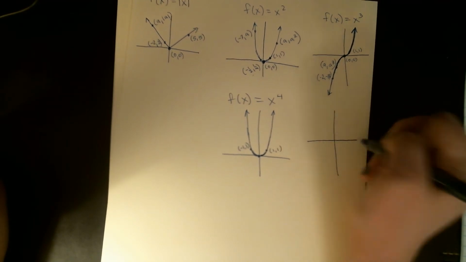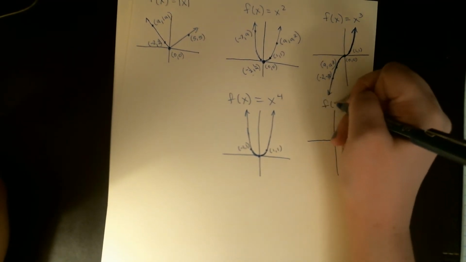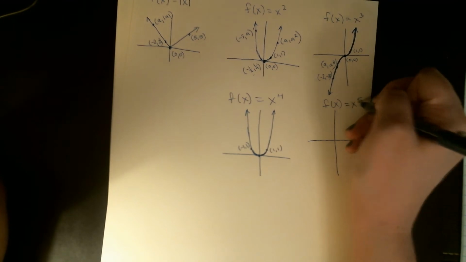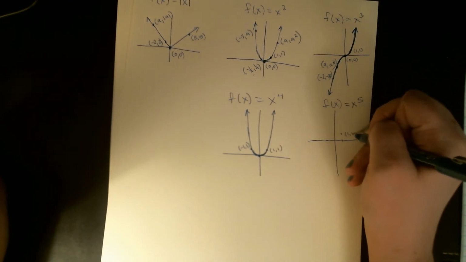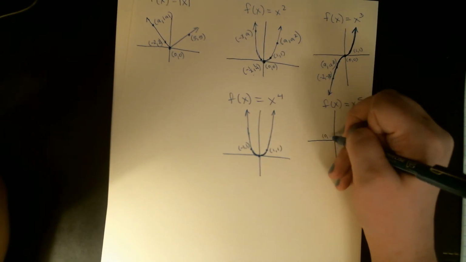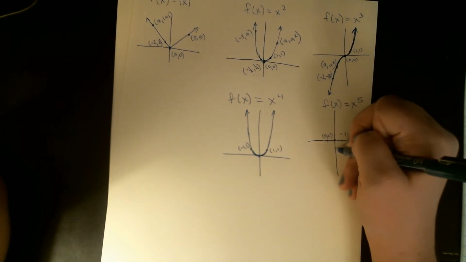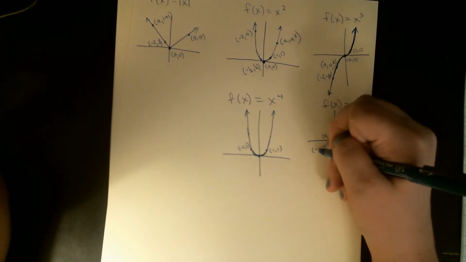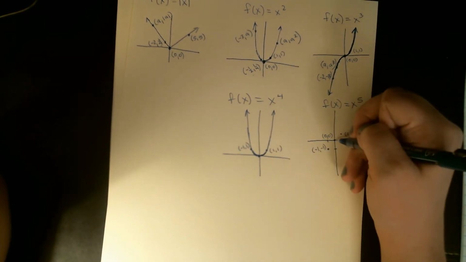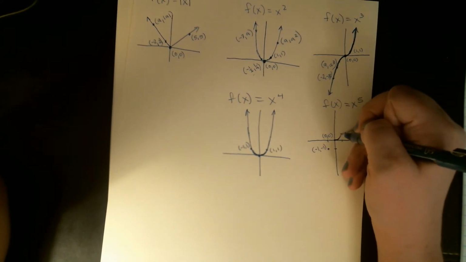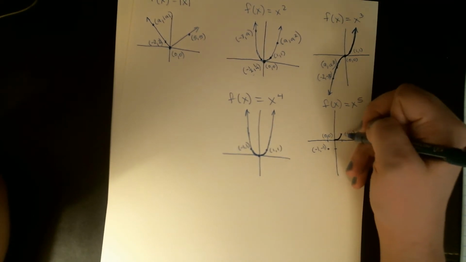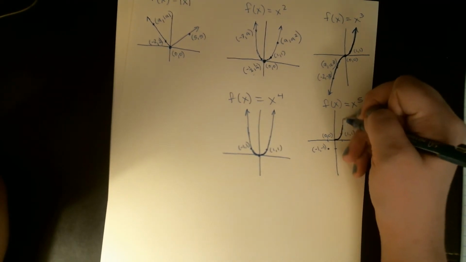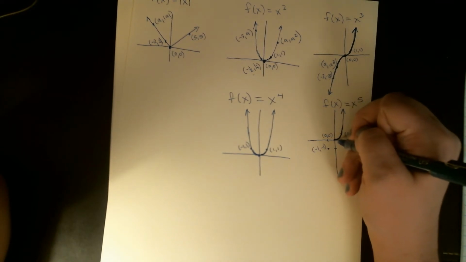x to the 5th looks a lot like x cubed. And we have the same sort of thing happening. It also goes through 1, 1. It also goes through 0, 0. Like x cubed, it goes through -1, -1. But once again, what we'll see is that values between 0 and 1, when we raise them to the 5th power, they shrink quite a bit more than x cubed. So this is even flatter than x cubed. And after the point 1, 1, this gets even steeper than x cubed.